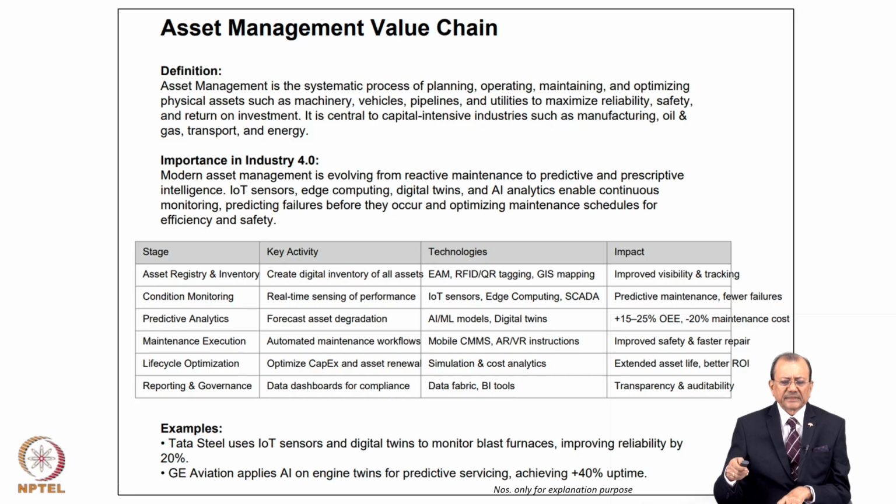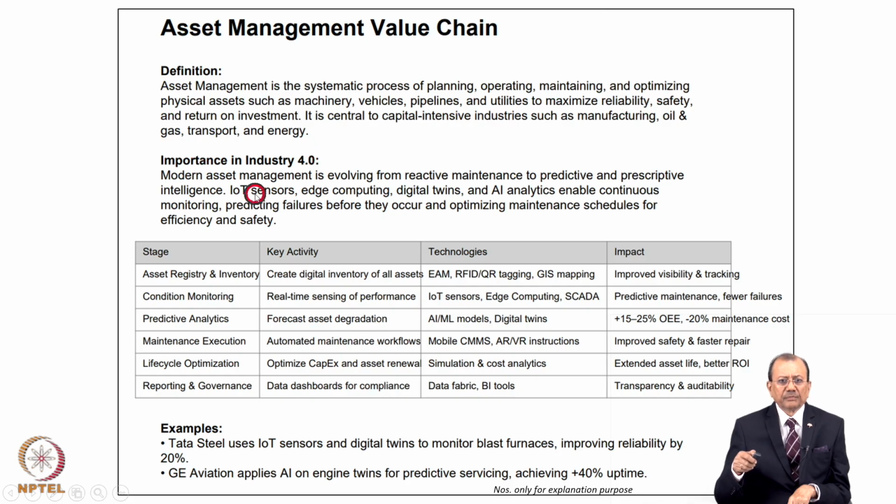This is an example where I am showing what is involved in the asset management value chain. We all know what asset management is: the systematic process of planning, operating, maintaining, and optimizing physical assets such as machinery, vehicles, pipelines, and utilities to maximize reliability, safety, and return on investment. So this is the value which we want to get: maximize reliability, maximize safety, and return on investment.